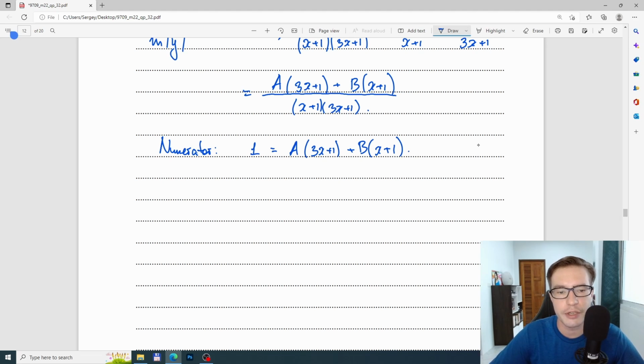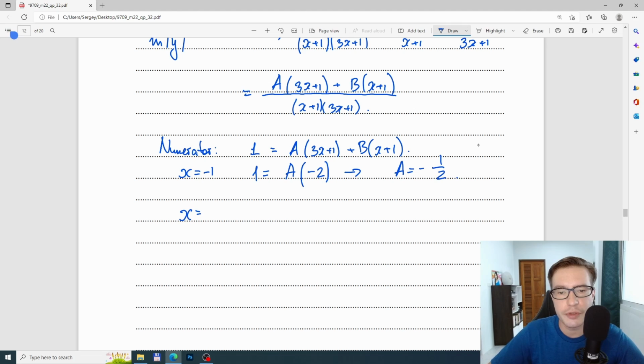I will start by substituting x equals minus 1, because I got b times x plus 1. So if I substitute minus 1, the coefficient of b will be 0. So that's a good choice. Okay, minus 3 plus 1 is going to be minus 2, and then plus 0b. So it means a equals minus a half.